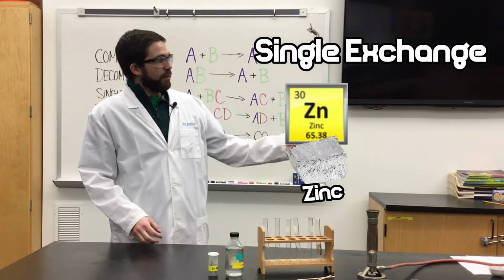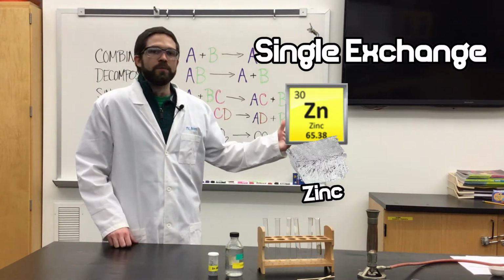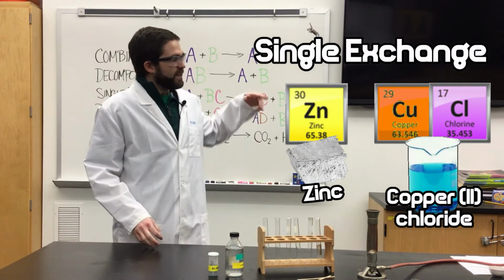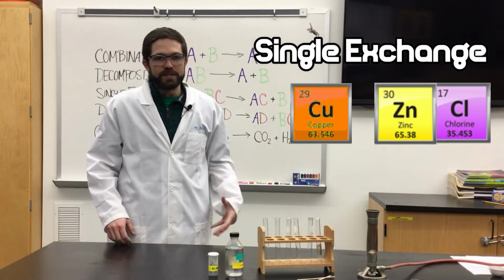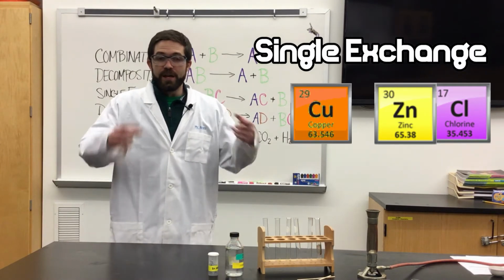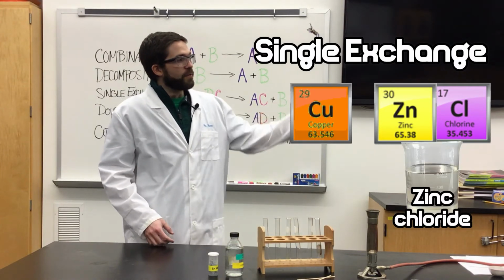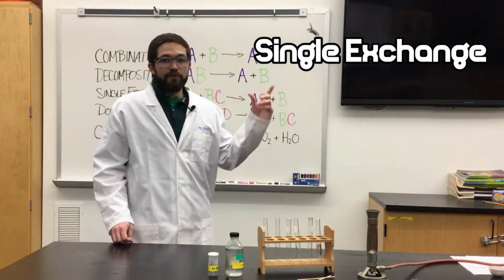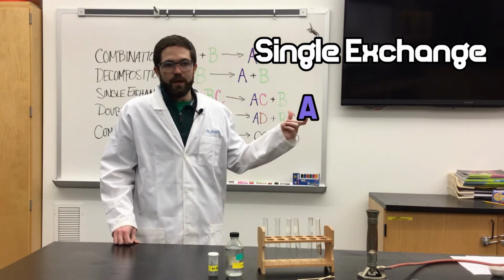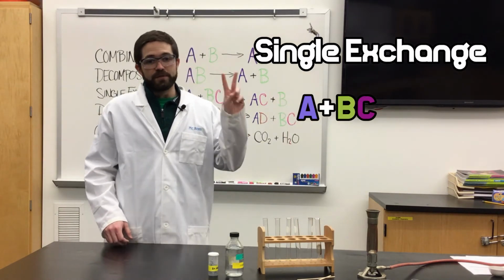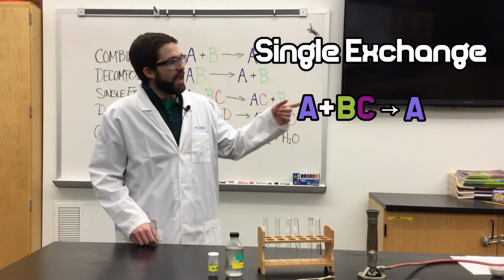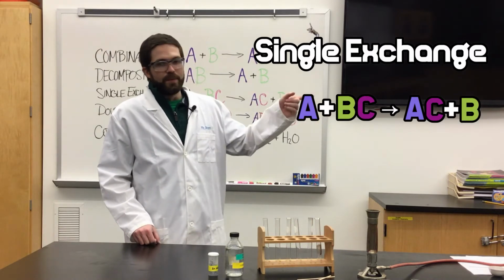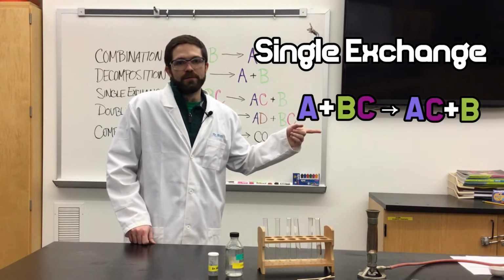We have one element, single and by itself, just an element all alone, and a compound, two elements already partnered together. That single element is going to come in and kick one of those elements out of the place of the compound. It's going to form a new compound with the other element that it partnered up with, and that other element is going to be single and all alone. The format of this is A, which is a single element, plus BC, which is a compound of two or more elements, yields AC, the original single element and its new partner, and B, the element that used to be partnered in that compound.